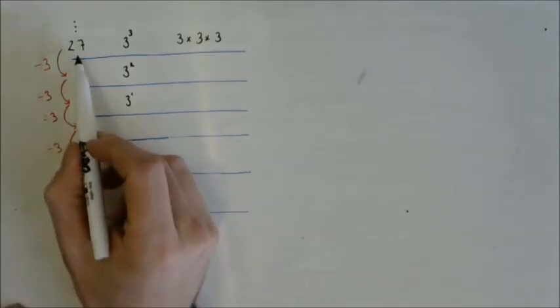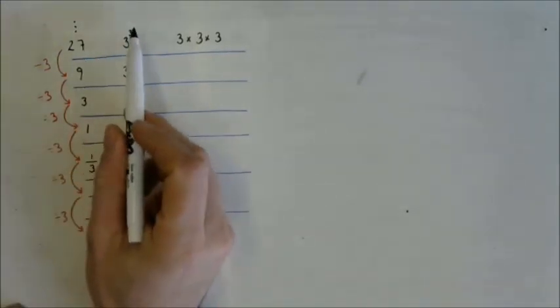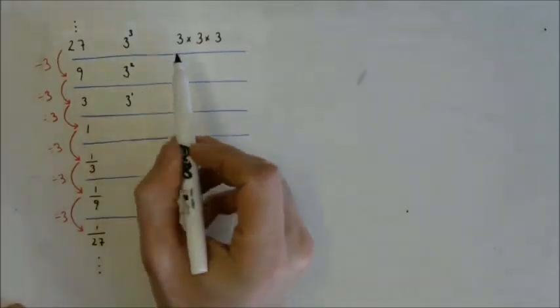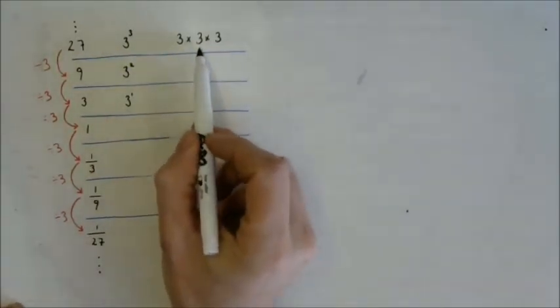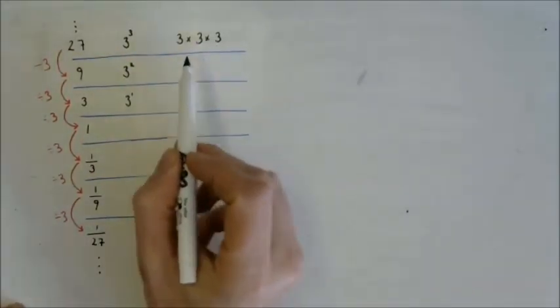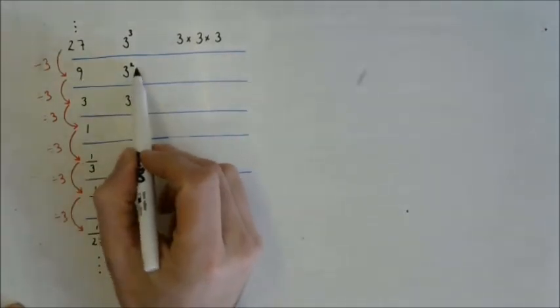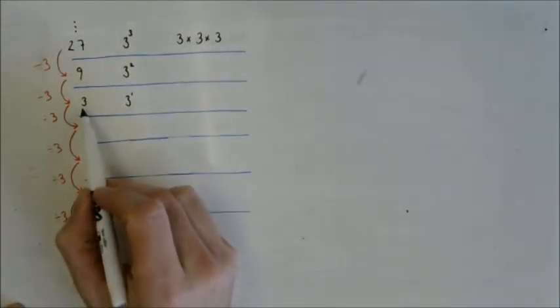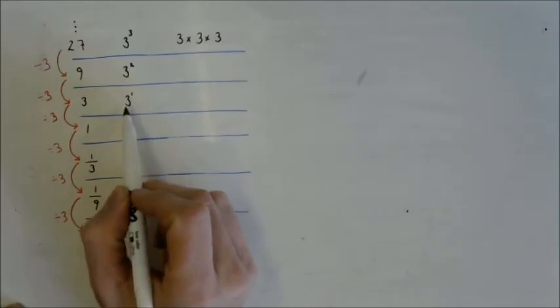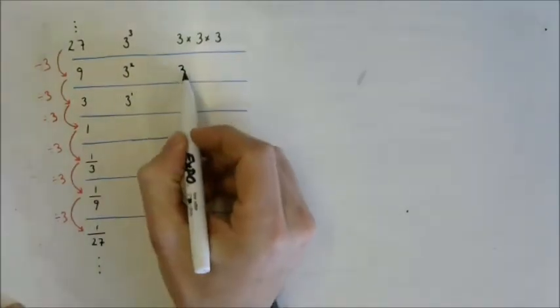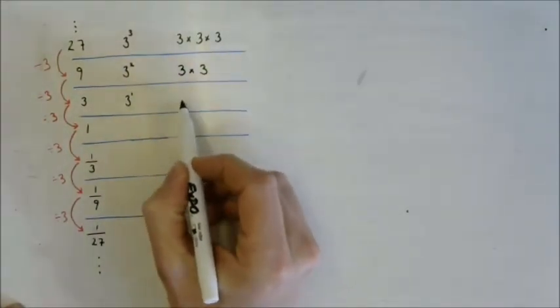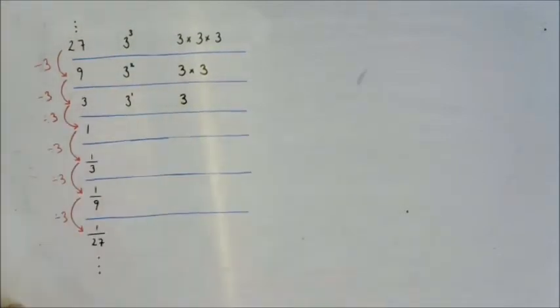I can express 27 as 3 to the power of 3, which I've written over here in my third column, 3 times 3 times 3. I can represent 9 as 3 squared, and I can represent 3 as 3 to the power of 1, just one factor of 3. And if I fill in my last column, you start to see another pattern.